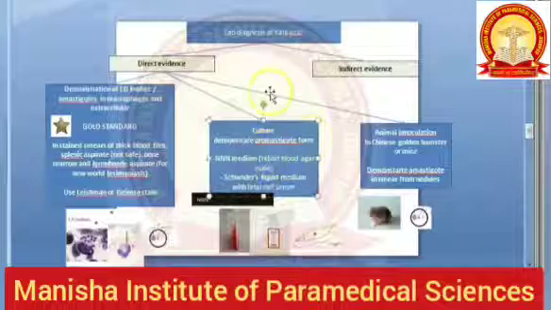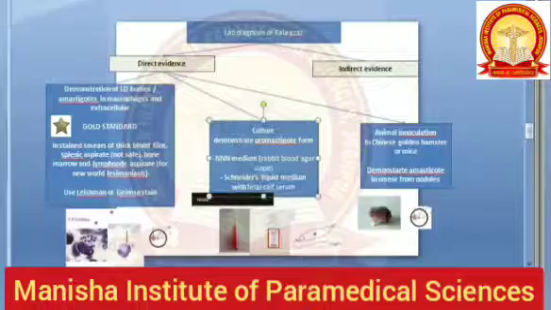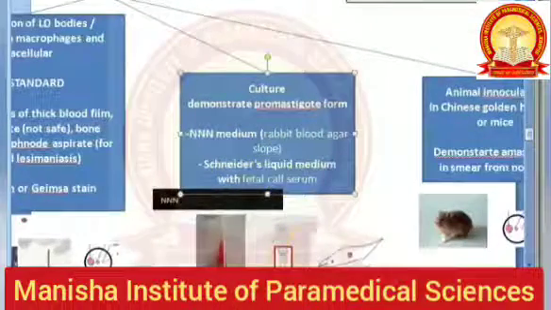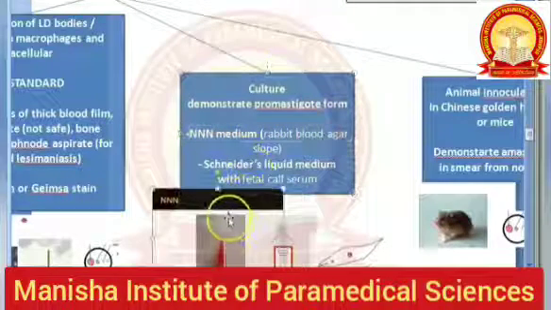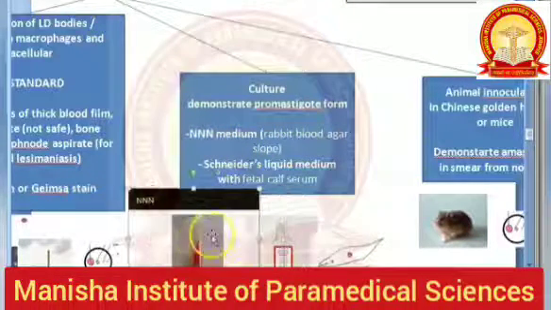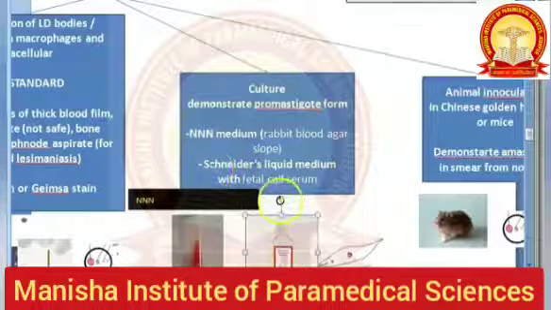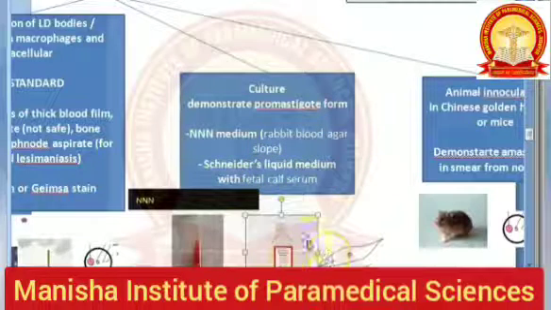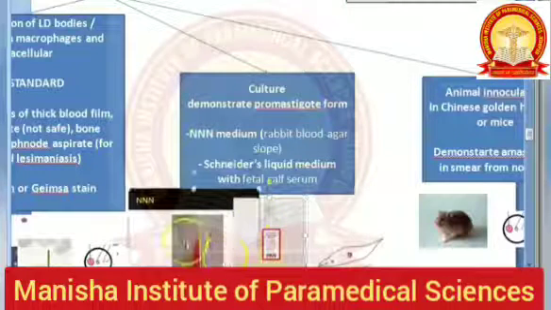Now moving on to culture, guys. So we are done with one box here of direct. Now we are moving on to culture. There are very specific media they are mentioning, like NNN media, which has rabbit blood. This is what is NNN media. And this one is Snyder liquid media, which can also be added with fetal calf serum. So this is Snyder liquid media, NNN media.